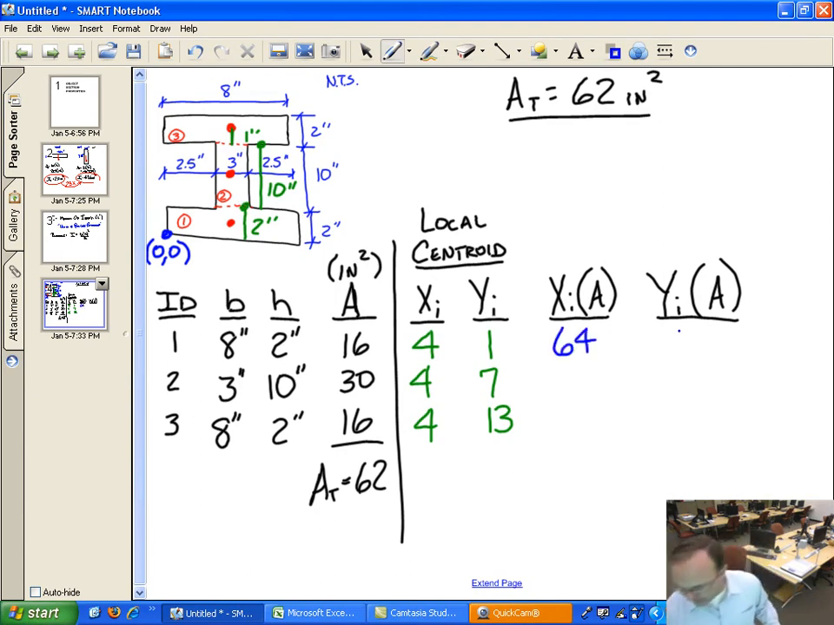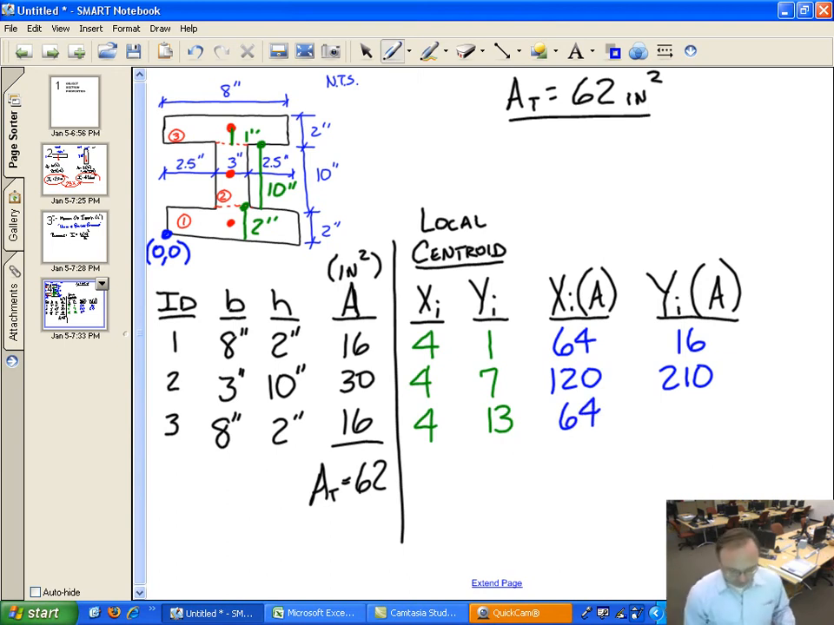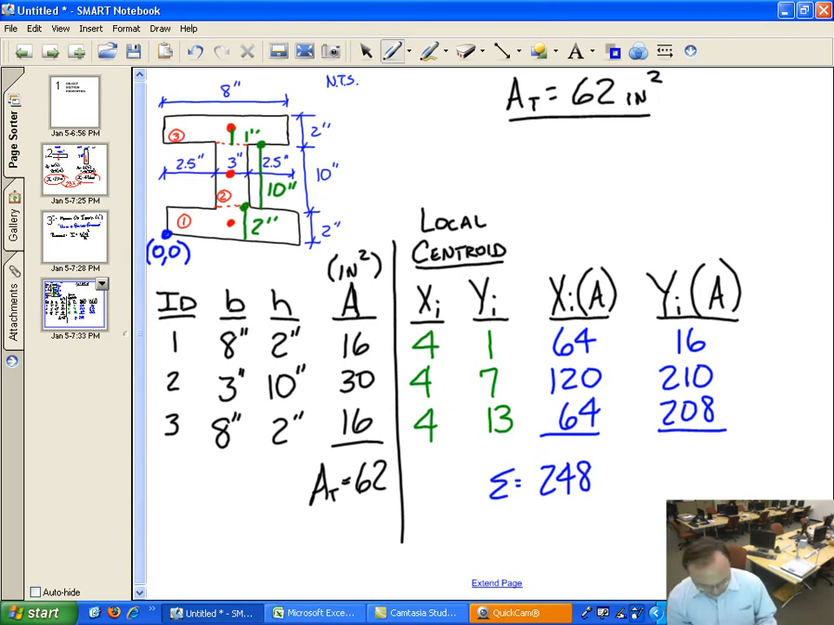1 times 16 is 16. 4 times 30 is 120. 30 times 7 is 210. 16 times 4 is 64. 16 times 13 is 208. Which now we have a weighted average. So I want to sum these up. I sum up the XAs, I get 248. I sum up the YAs, I get 434.